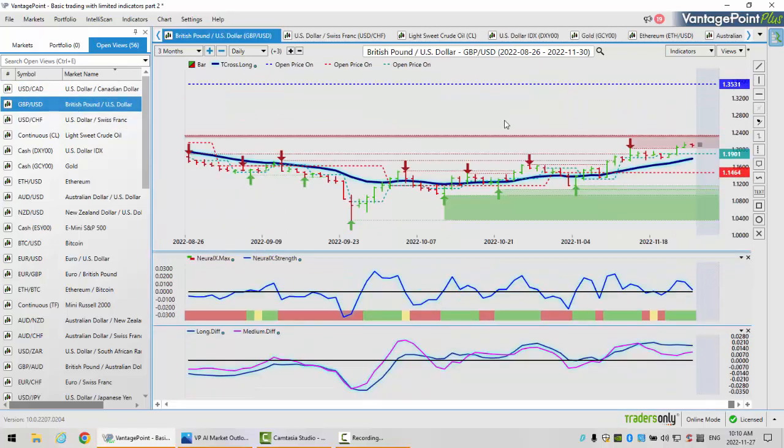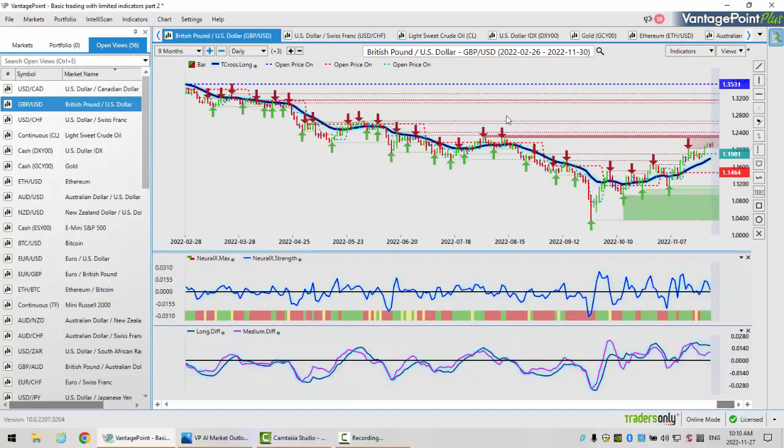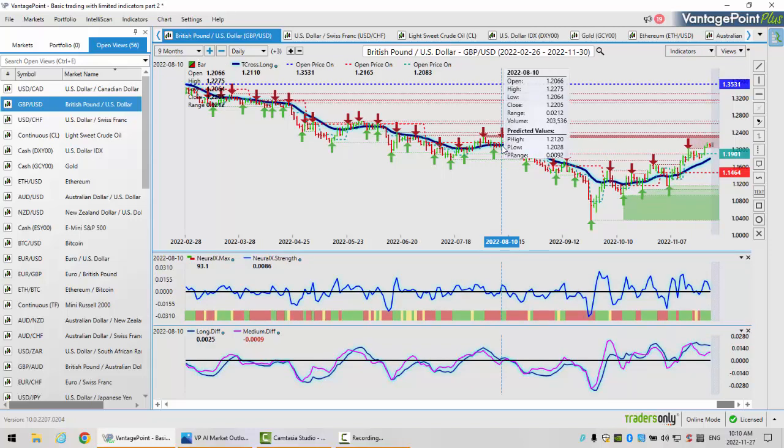Now, the British pound, once again, will start to come into some pretty significant resistance up here. From a seasonal standpoint, the pound dollar usually does very well against the dollar in the month of December. Now, it's not something you have to time perfectly. You just have to have that in the back of your mind.